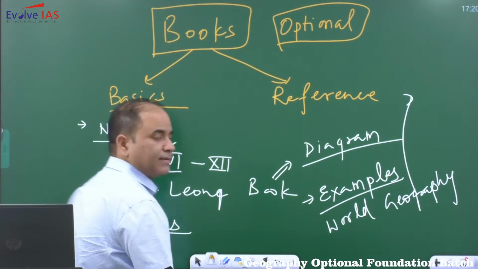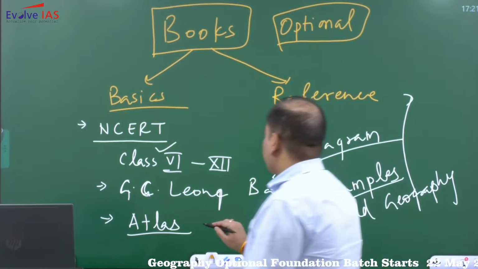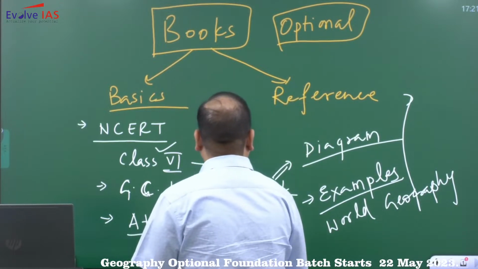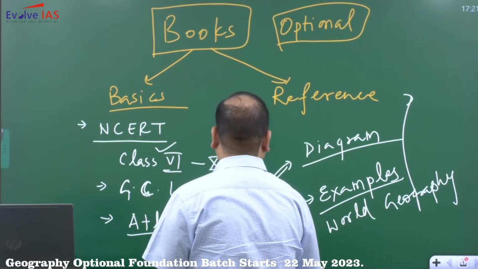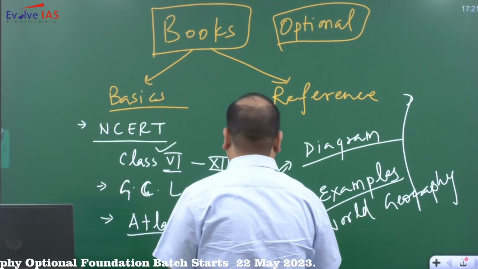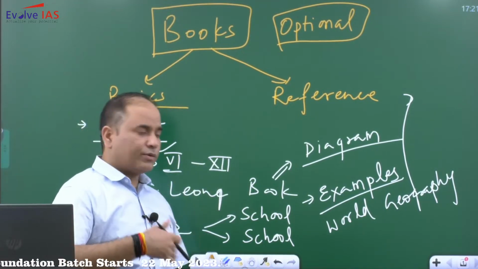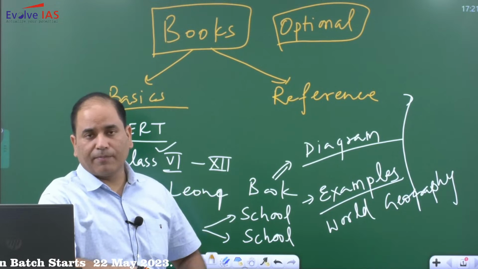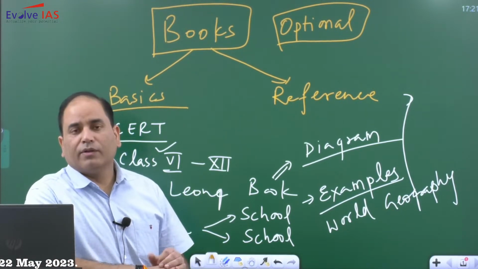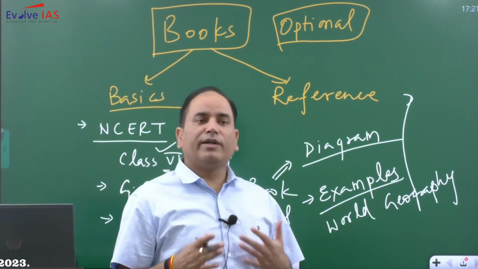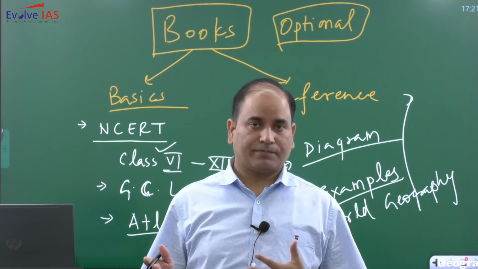having an atlas. So you should have an atlas, and my suggestion will be that you should have at least 2 school atlases. So you should have 2 school atlases, different publications. So 2 school atlases you need to have. And whatever the location you are coming across, this is something which students, even after spending 3-4 years, struggle with.